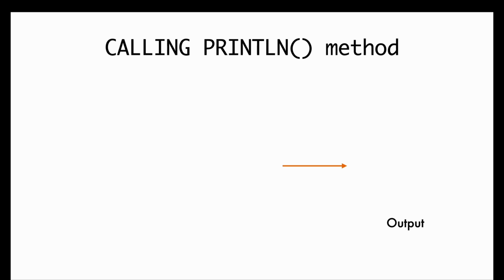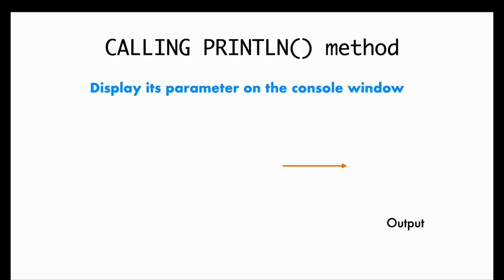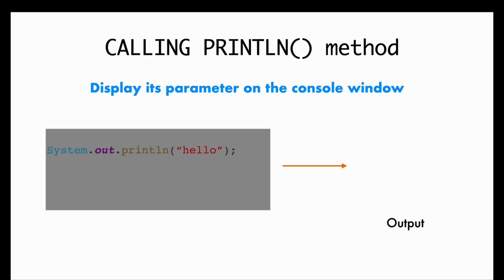Now let's discuss the println method and how we call it. Calling the println method is done by writing System.out.println, right? So what is the usage of the println method? The println method, as its name indicates, is used for displaying parameters on the console window. The console window is like an output tab or output screen to which, when your program executes, it can display certain outputs or information to the developer, right?